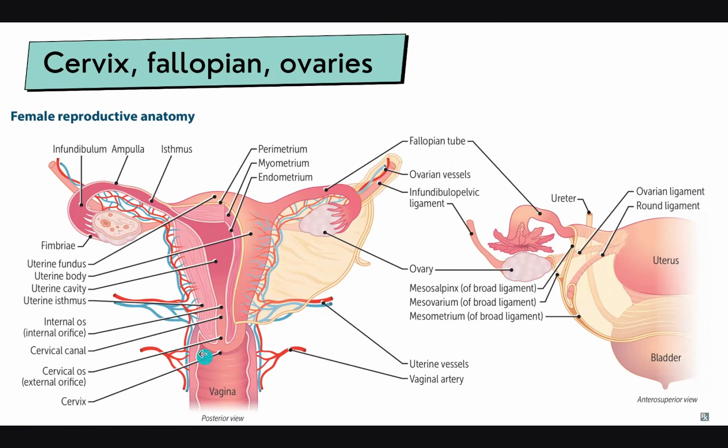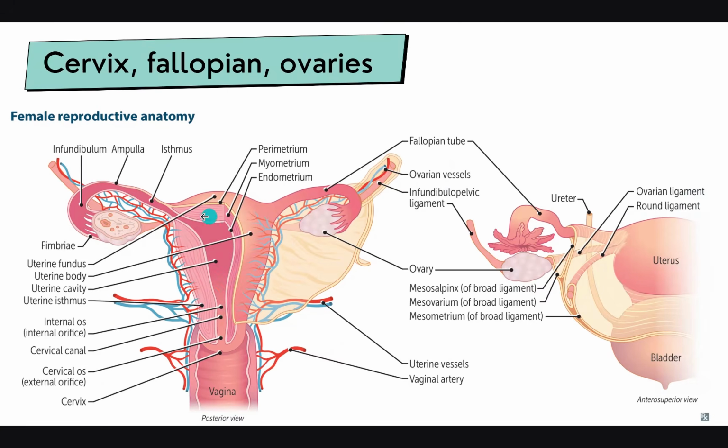Now, moving on to the other parts of the female reproductive system, we have the cervix. The outer part of the cervix is called the exocervix, and there's a hole called the external orifice, or external os. Then you have the cervical canal, and you enter the uterus through the internal os. The inside part of the cervix is called the endocervix.